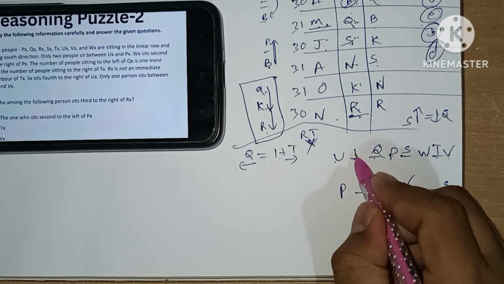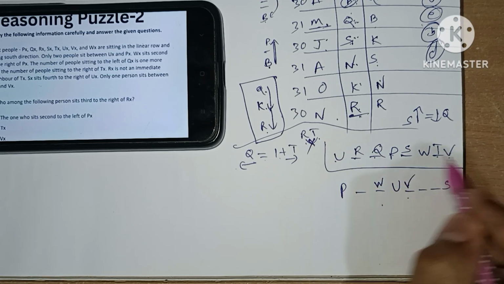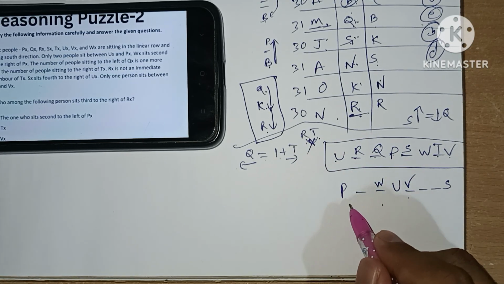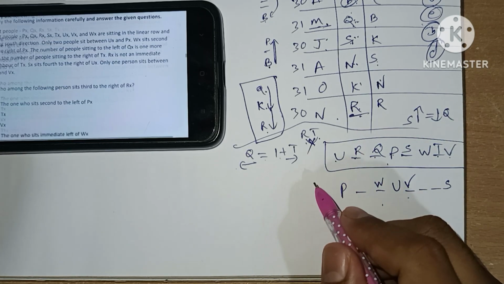And we are only left with R. R and T are not immediate. Here R and T are not immediate. So this is the solution of our puzzle. We don't need to see the second possibility. So this is the solution of our puzzle. Let's see the questions that are asked.